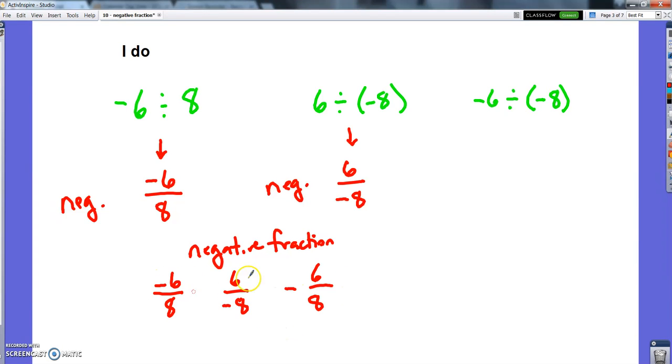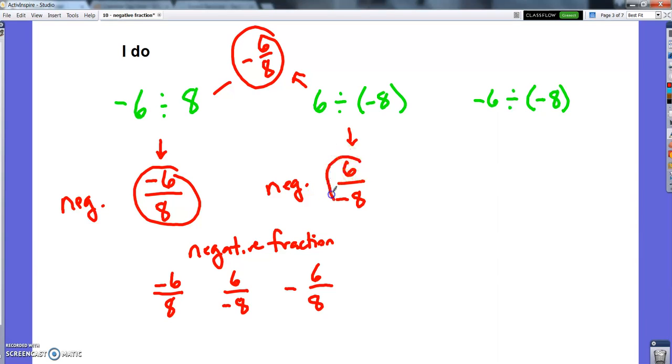These are 3 different ways to write the fraction -6 eighths. Because this I would naturally turn into this. This I would naturally turn into this. And both of them, if I thought about it, I would say, okay, 6 divided by 8 is 6/8. And since one number is negative, it's negative. So I could write it this way, or this way, or this way.